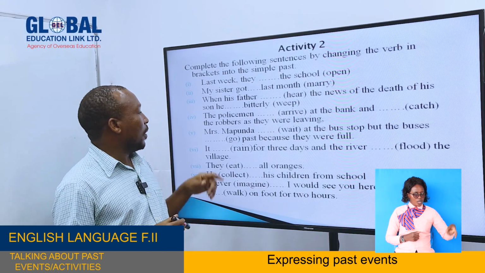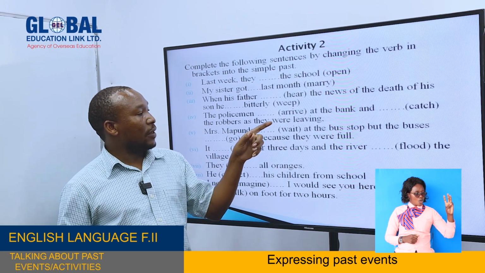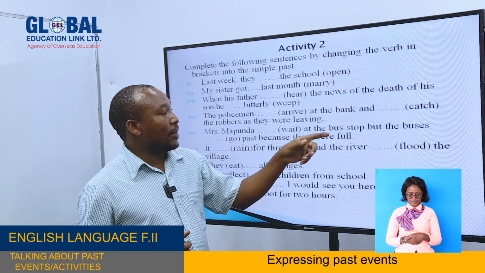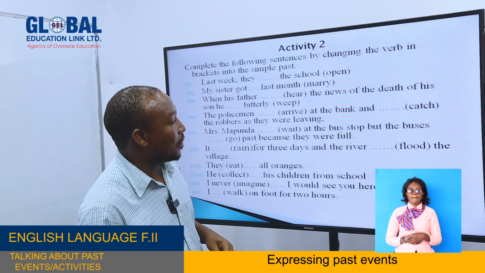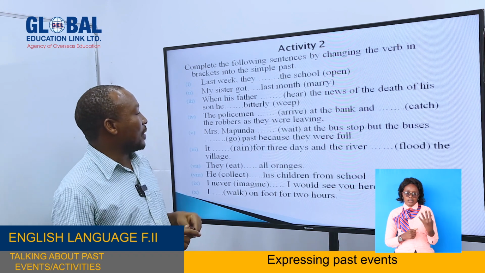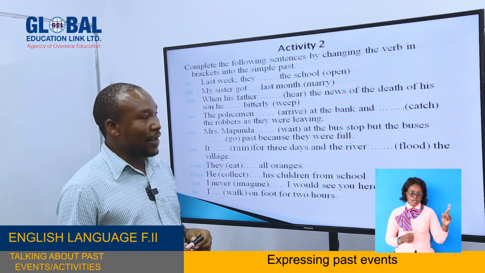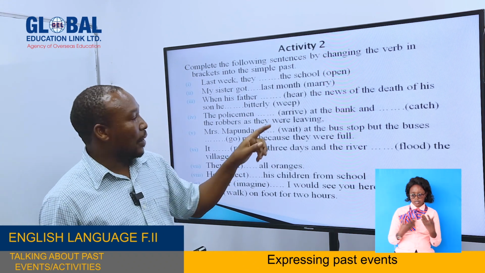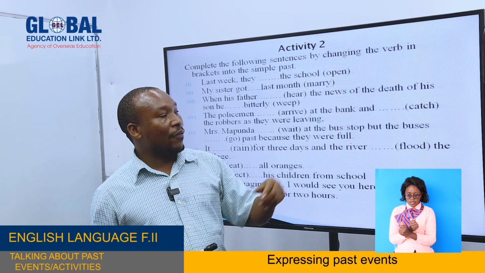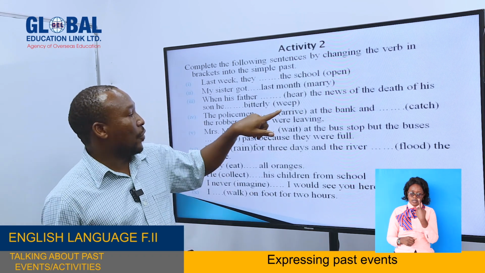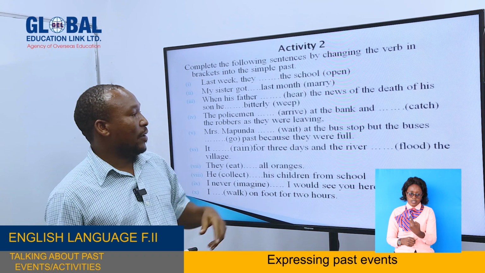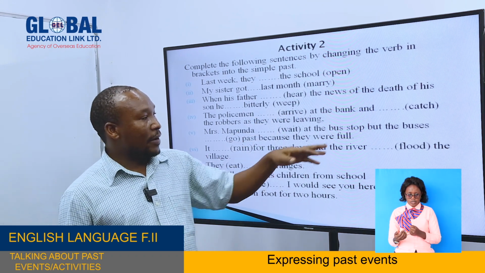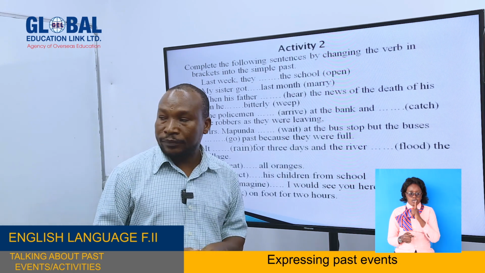Roman 4. The policeman (arrive) at the bank and (catch) the robbers as they were leaving. Again, here we have two verbs. The first one is a regular verb, arrive, and one is an irregular verb, catch. Therefore, this one we add only d because the verb ends with silent e, and that takes only its own form, caught.